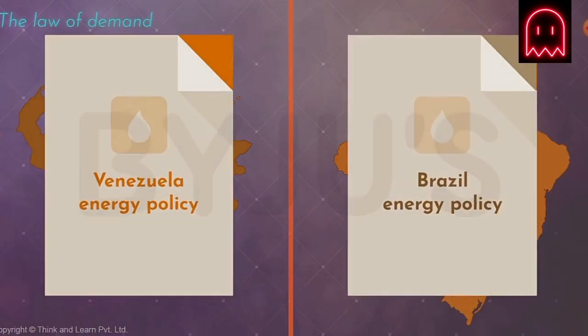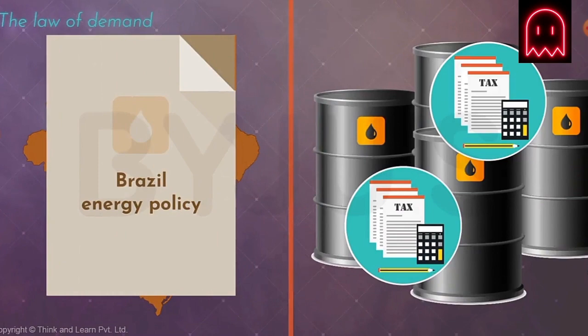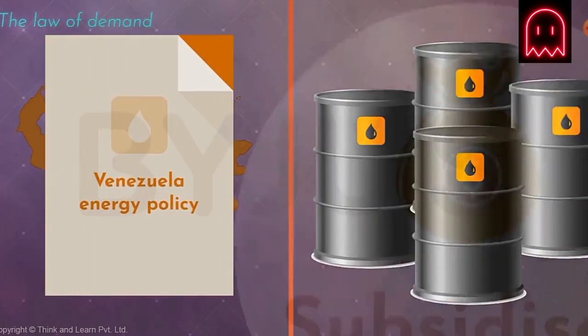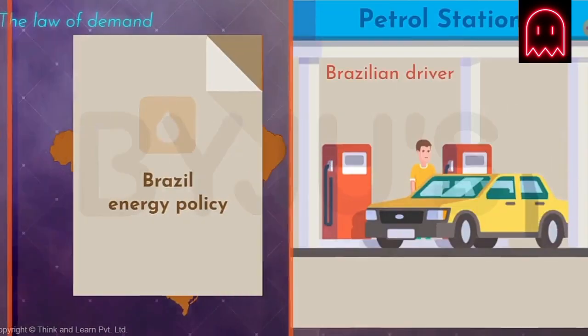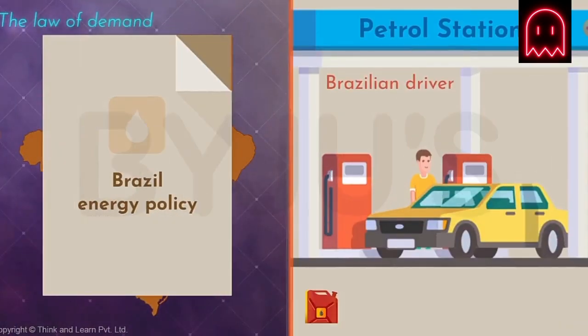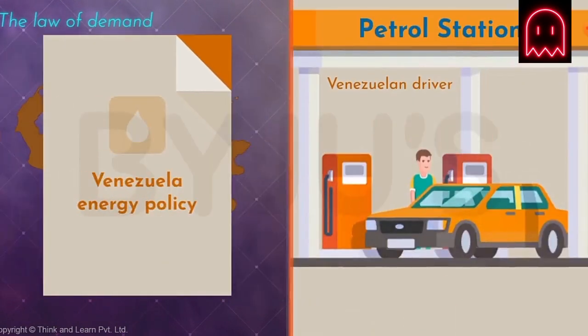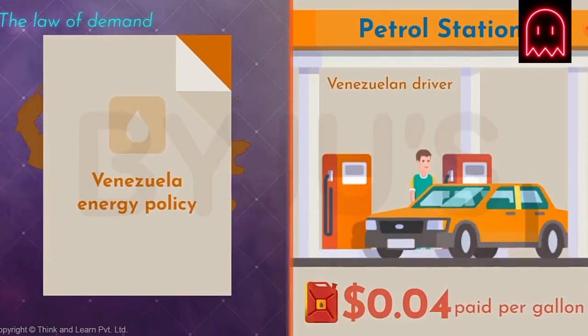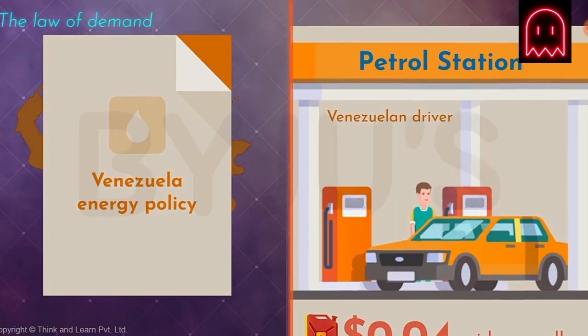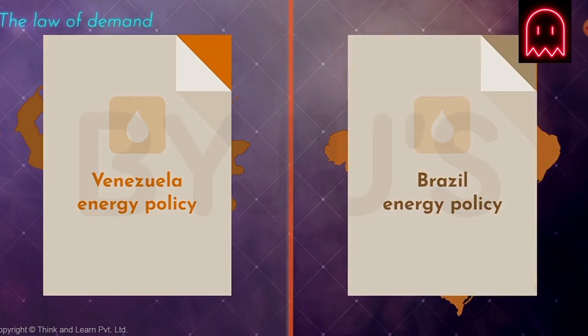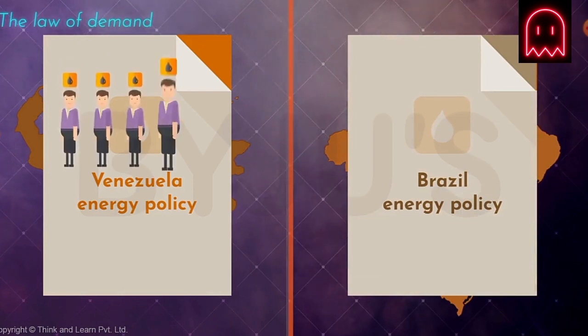Like most countries, Brazil heavily taxes the sale of petrol. In contrast, Venezuela aggressively subsidizes the sale of petrol. To compare their policies, when Brazilian drivers paid $5.58 per gallon in 2013, the Venezuelan drivers paid only $0.04 per gallon. The law of demand predicts that this lower price should be associated with a higher quantity demanded, all else held equal, right? And what does real world data tell us? In fact, per person petrol consumption is almost 5 times higher in Venezuela than in Brazil.